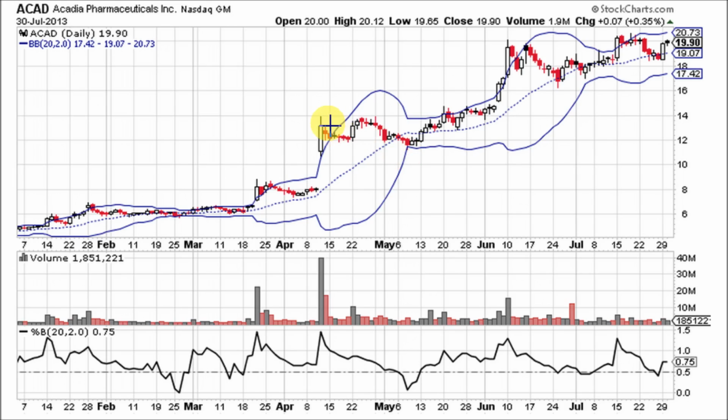Now, so what you're doing is you're buying, you're waiting for a pullback. This long consolidation that lasted at least 3 weeks hits the bottom Bollinger Band. It's oversold. It's time to buy.